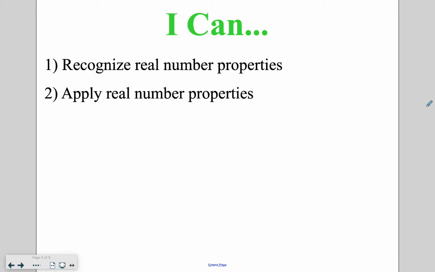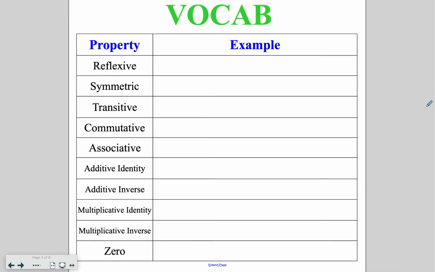By the end of today's lesson, you will be able to recognize and apply the properties that we go over. The vocab for today is our big list of properties. We're going to start with the reflexive property.